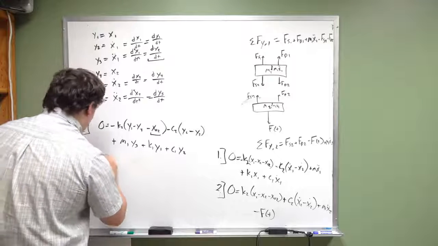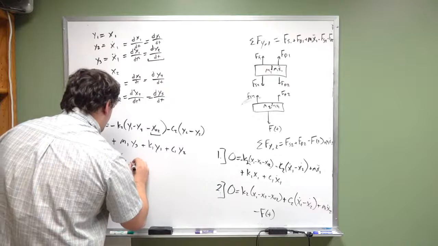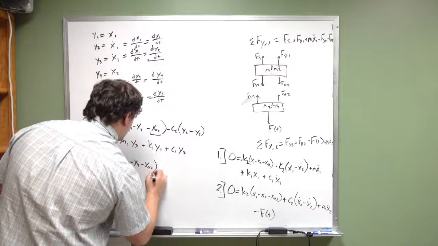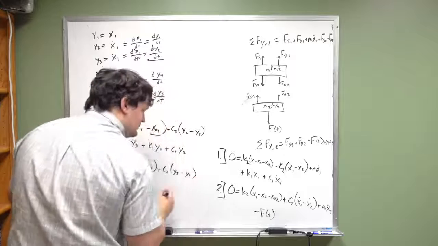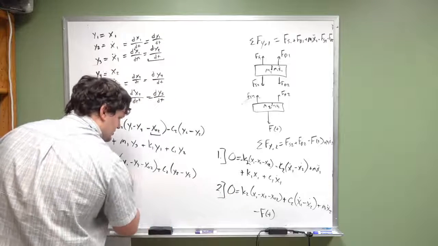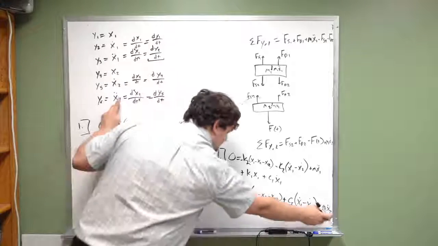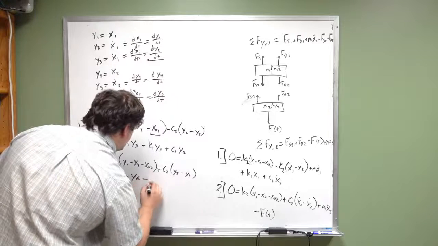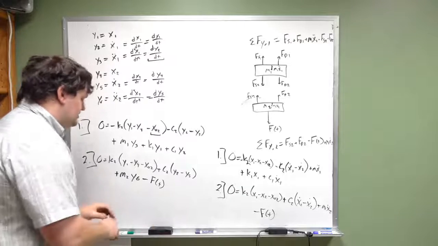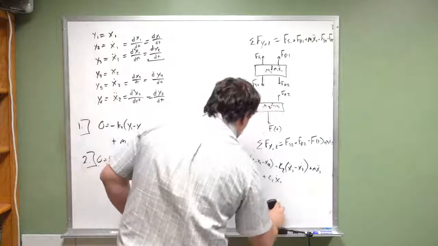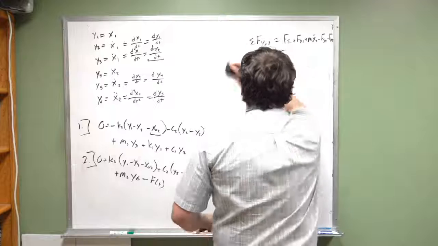Step 2, we get 0 is equal to k2 times y1 minus y4 minus x02, plus c2 times y2 minus y5, plus m2 times y6, because that's x2 double dot, minus f of t, and that's equal to 0. Now this is our 2 systems of equations. And we have the ability to take these and write them in a very different format.